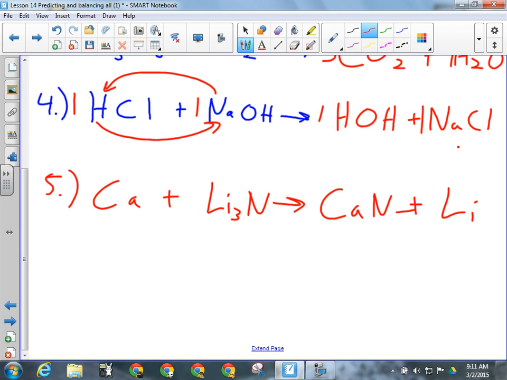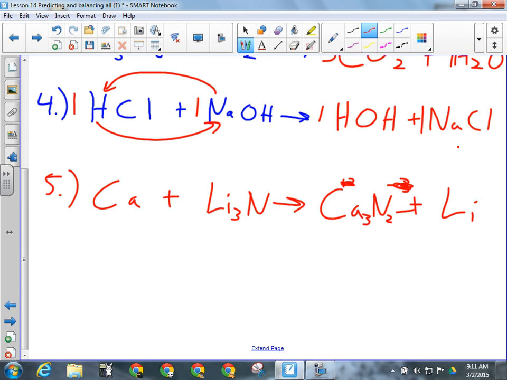Okay, calcium nitride is an ionic compound, and it needs to be swapped and dropped. This is a -3, and this is a +2. So I'm going to have Ca3N2 over here. All right, I can start balancing with calcium. It's present in the largest number, or I can start with lithium, okay? But I'm going to start with calcium.